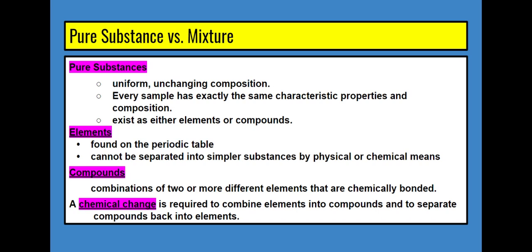Now, if you took 2 elements and put them together, you would have what's called a compound. Compounds are combinations of 2 or more different elements that are chemically bonded. So, for elements to become compounds, they have to be bonded together through a chemical change. And then for compounds to be broken down into elements, they have to be broken down through a chemical change as well. Chemical change is the key to pure substances.